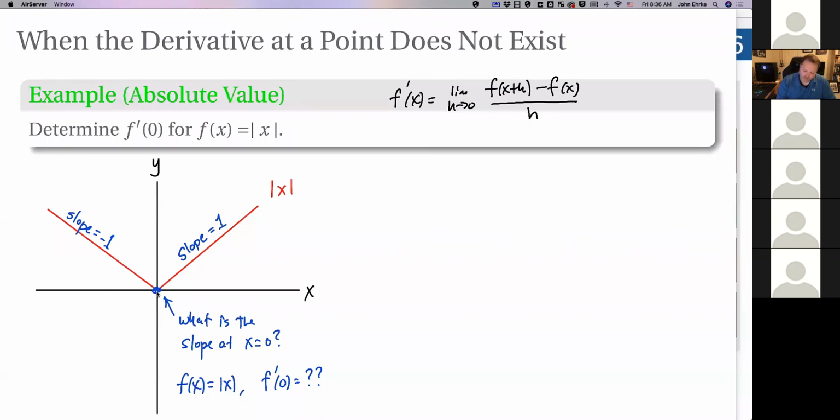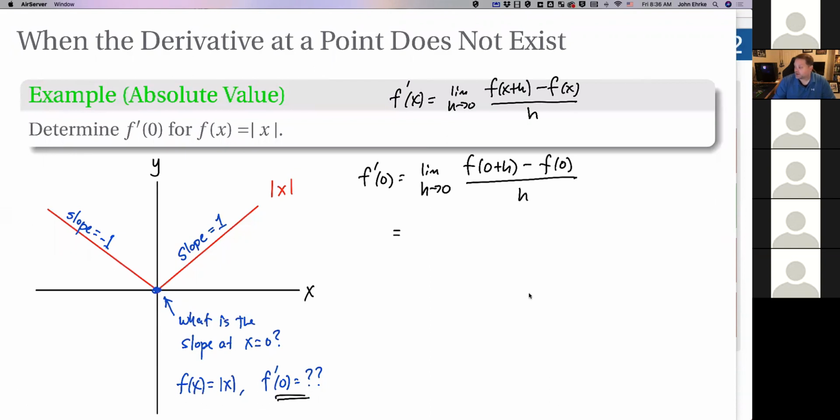So here I'm looking for f prime at 0. I want to know what's happening at 0. So f prime at 0 would be the limit as h goes to 0 of f of 0 plus h minus f at 0 over h.